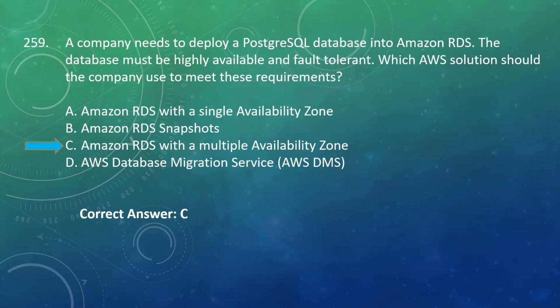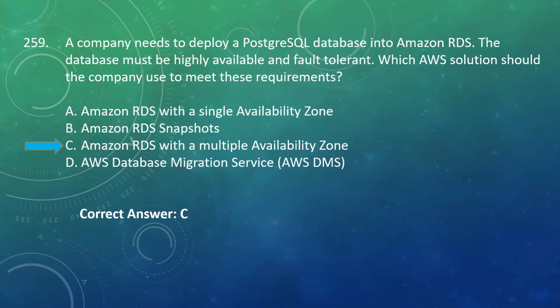And then the next option, which is Amazon RDS snapshots. The snapshots are backups of the databases at a specific point in time. While they are important for backup and recovery, they don't inherently provide high availability or fault tolerance. And the last option, AWS Database Migration Service, is a service for migrating databases. While it can be used for certain scenarios, it's not specifically designed for providing high availability or fault tolerance, which is the key requirement in this question.